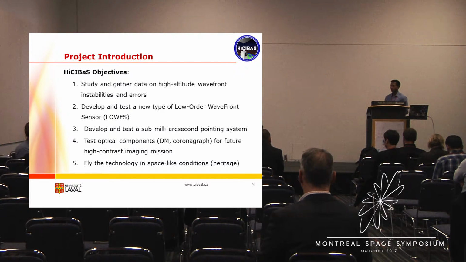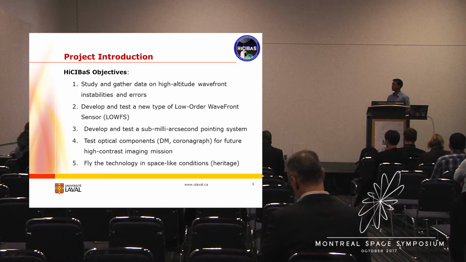We also want to develop and test a new type of low-order wavefront sensor. I'll talk a little more about what that is later, because I don't expect everyone here to be a physics major. But basically it's going to help us measure those aberrations. The third thing we want to do is develop and test a sub-milli-arcsecond precision pointing system. This is one of the biggest challenges we have at high altitude, because we're going to be operating it remotely and preferably automatically. The last thing we want to do is validate the performance and operation of some key components in our systems, namely the deformable mirror, the coronagraph, and the Nüvü EMCCD cameras.